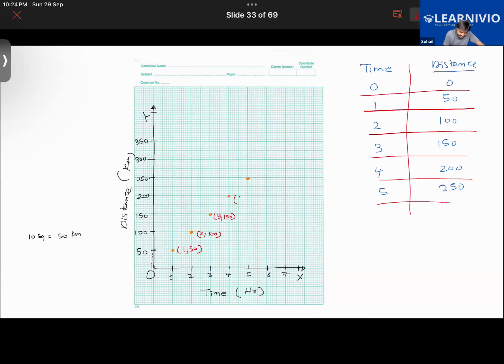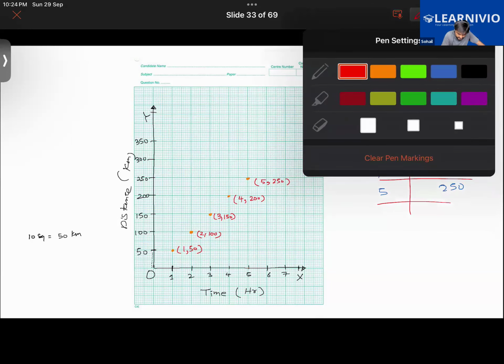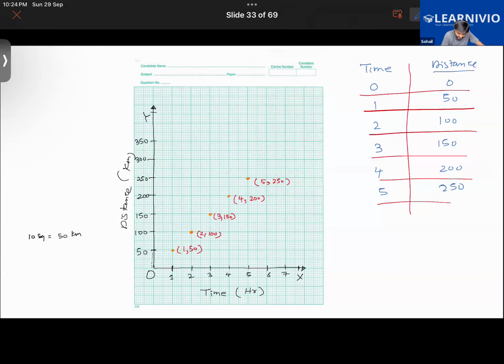Here again the abscissa will be 4 and the ordinate is 200, and here now it is 5 and then 250. Okay, the important thing which we have to do, we have to join all these lines. What we are going to do, we are going to add this. So when you are doing it on paper, just take a ruler and join all the points very carefully.